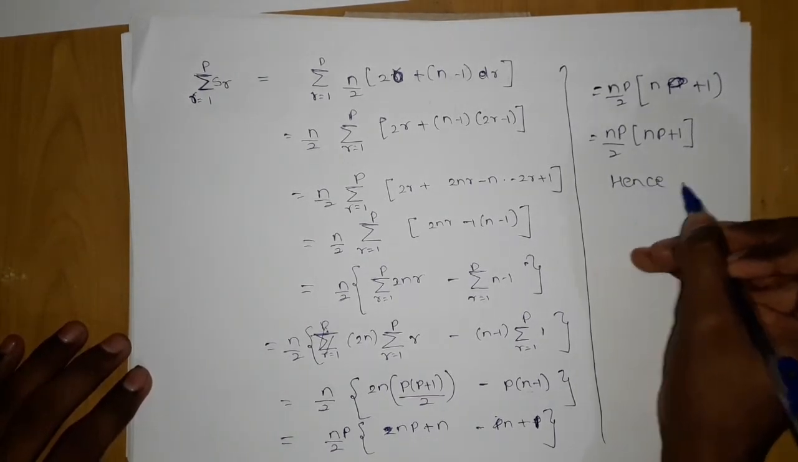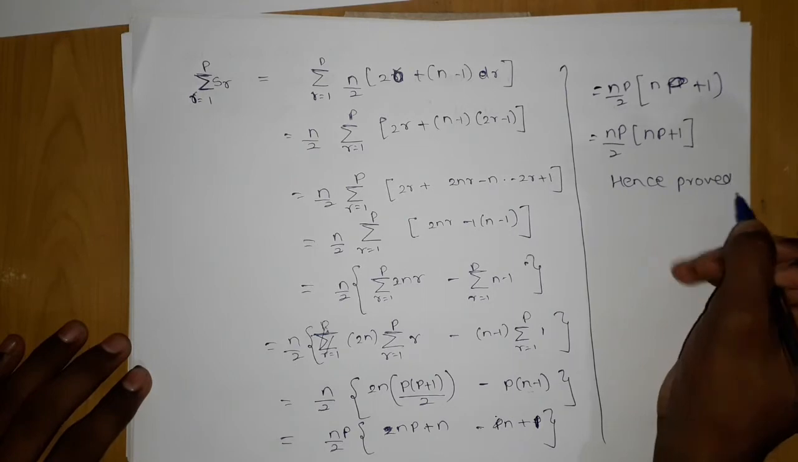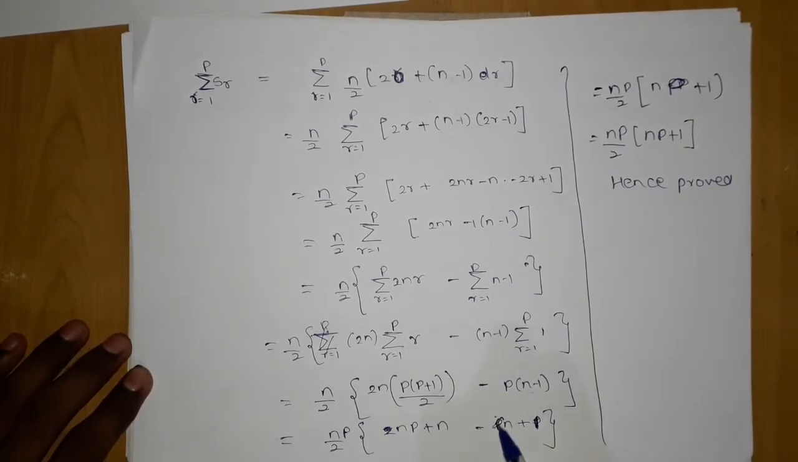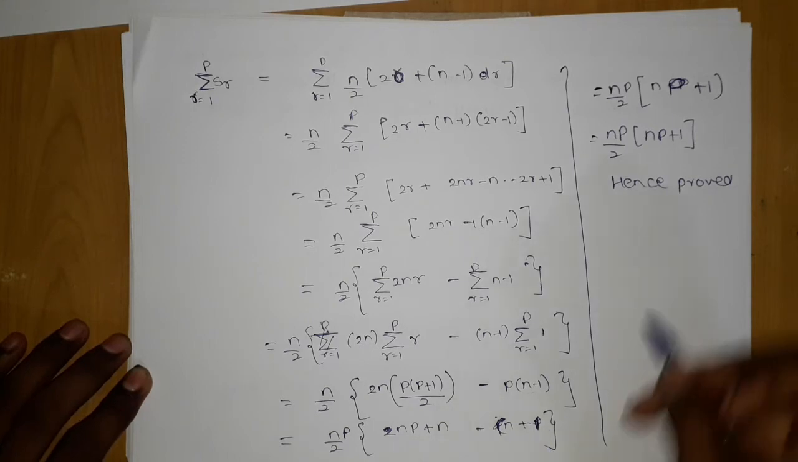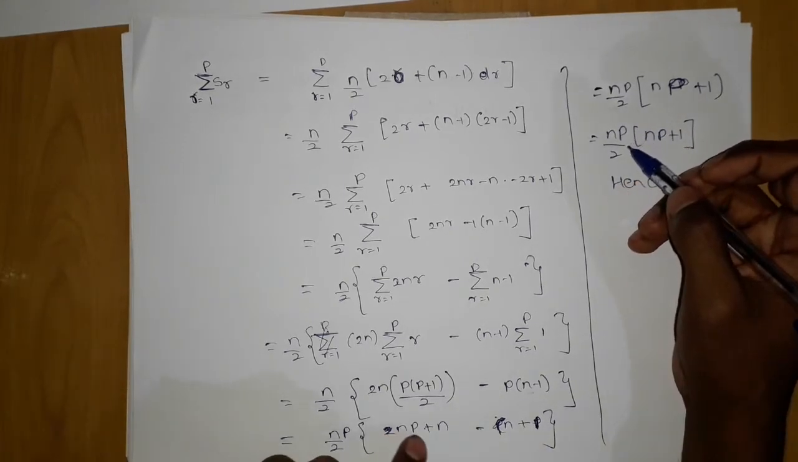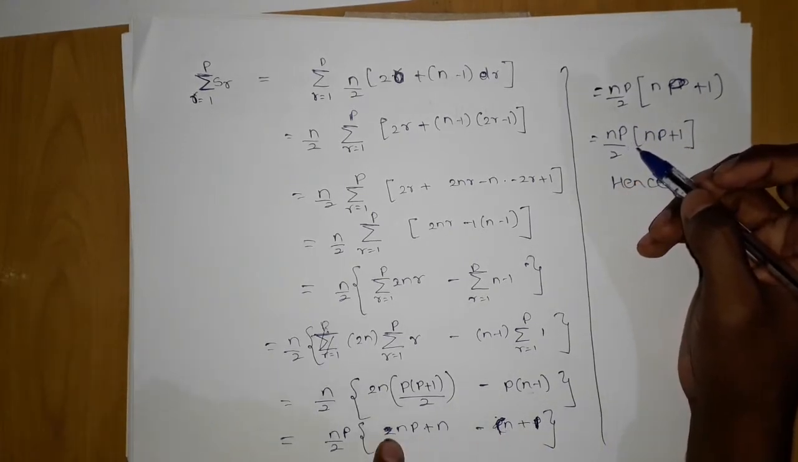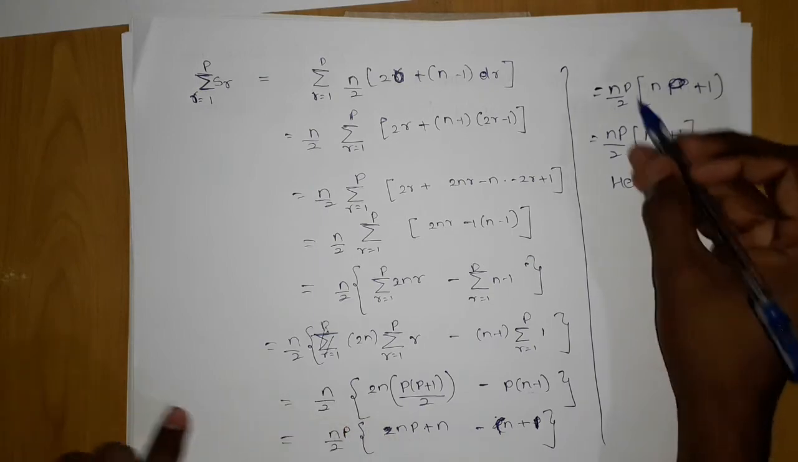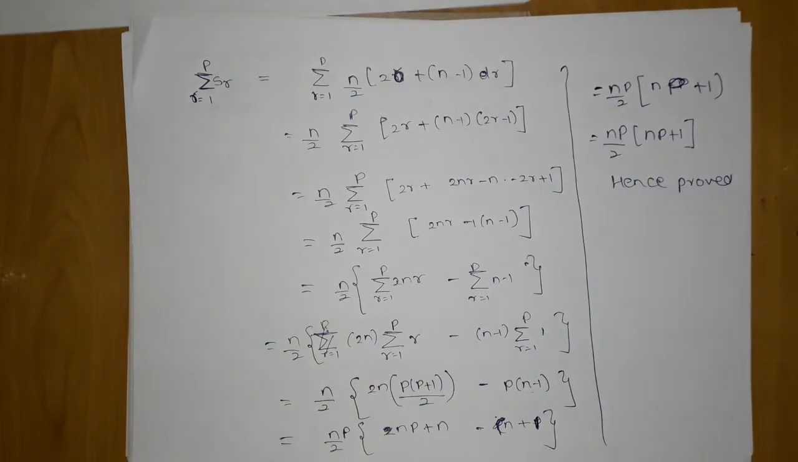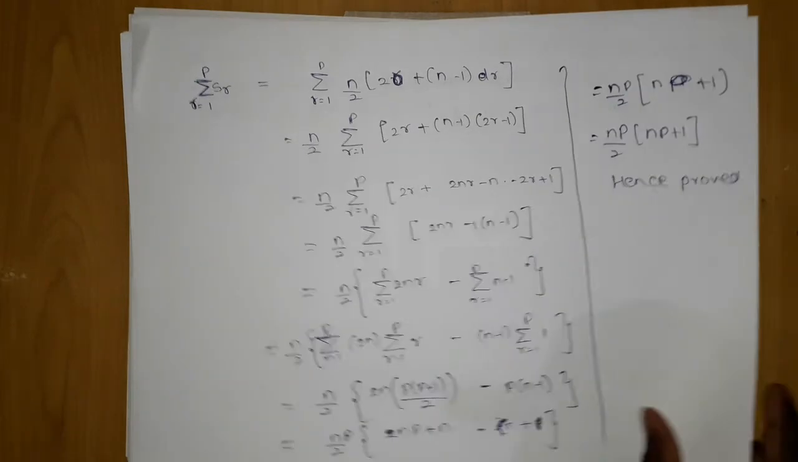Hence proved, okay. I took p common, so n plus 1, if I multiplied with minus, it gets plus 1. When I solve this, it is np plus n minus n, n and n will cancel out, giving me np plus 1, which is what I wanted. So we have proved this thing, okay. So we are done with this question, and now we will move forward.